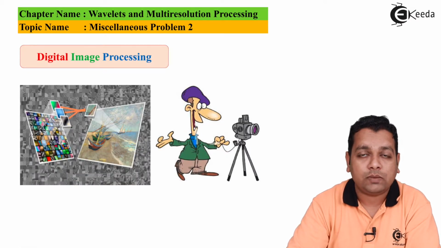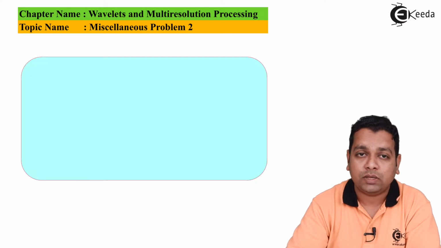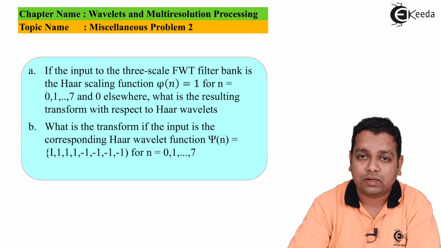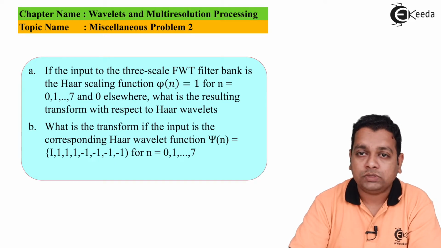So we want the problem statement here. So problem statement is having the three parts. The part A begins with if the input to the 3 scale FWT, here FWT stands for the fast wavelet transform. So if the input to the 3 scale FWT filter bank is the Haar scaling function. So as we know that the scaling function is always represented with the help of the symbol phi, whereas the wavelet function is represented with the help of the symbol psi. Here phi of n is given with the value 1 with the n ranging from 0 to 7.